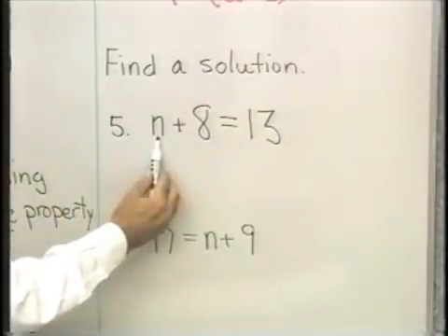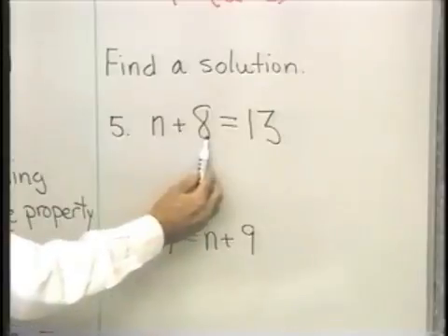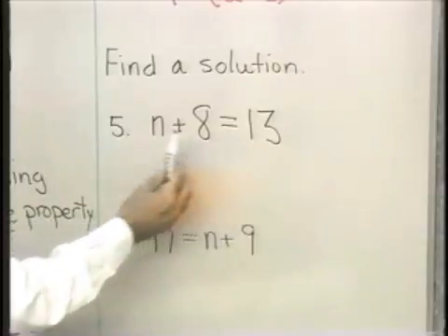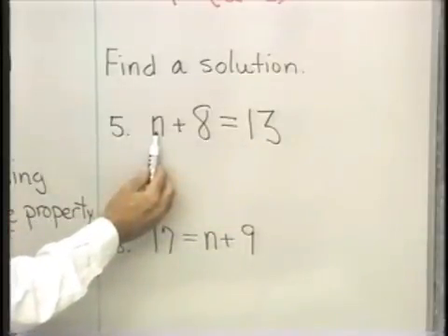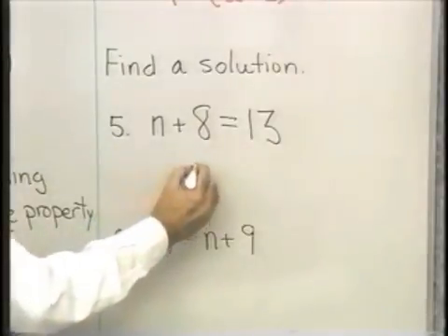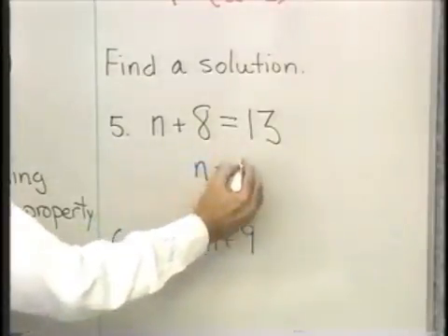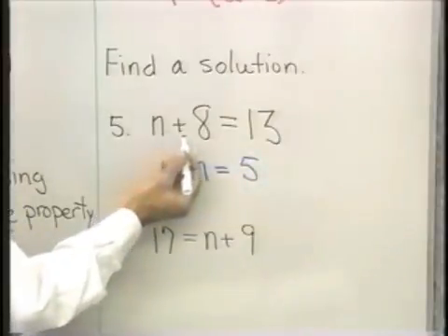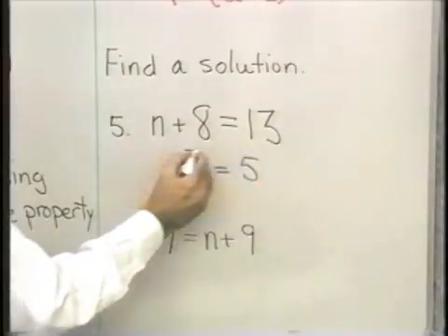Here's the variable n, and what I know is that n plus 8 is equal to 13. So I want to know what number I add to 8 to end up with 13, and the answer is 5. n is equal to 5 because 5 plus 8 turns out to be 13.